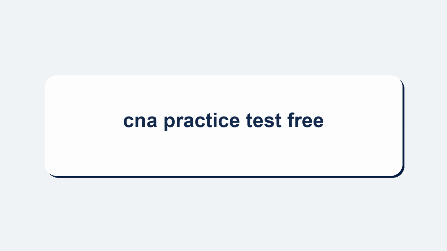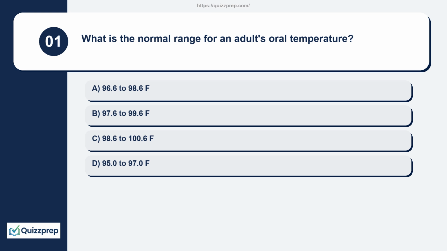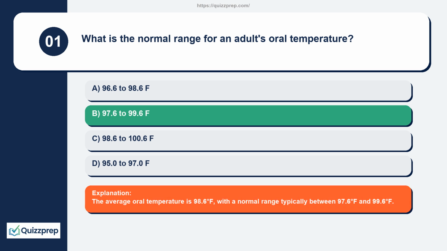CNA practice test free. Question 1. What is the normal range for an adult's oral temperature? 96.6 to 98.6 F, 97.6 to 99.6 F, 98.6 to 100.6 F, 95.0 to 97.0 F. The average oral temperature is 98.6 degrees Fahrenheit, with a normal range typically between 97.6 degrees Fahrenheit and 99.6 degrees Fahrenheit.